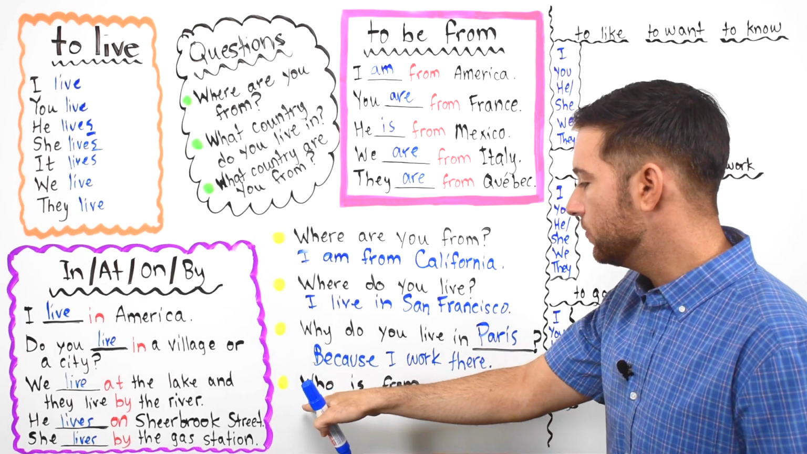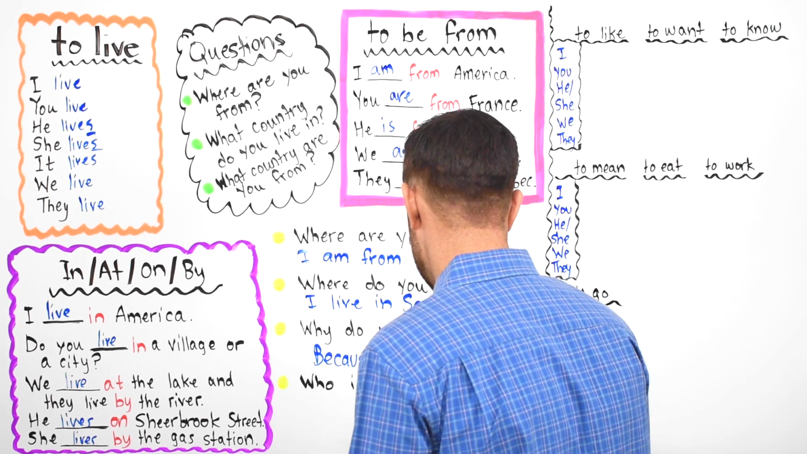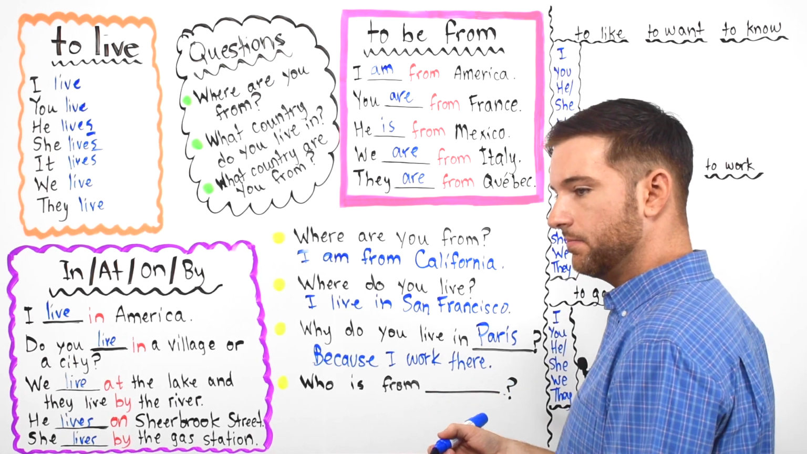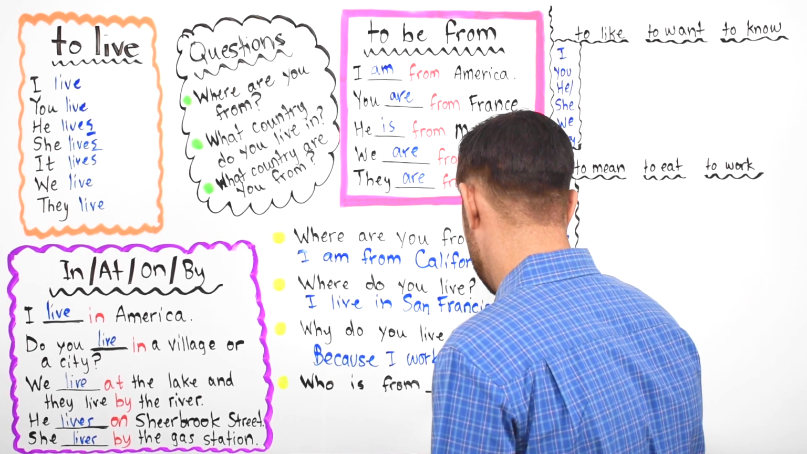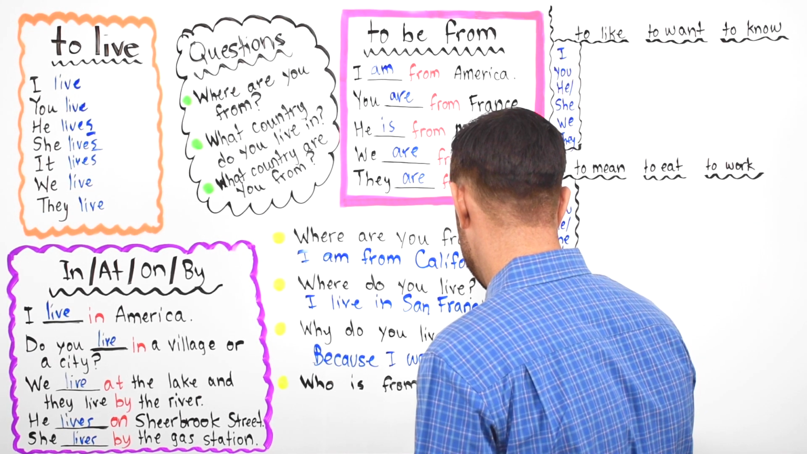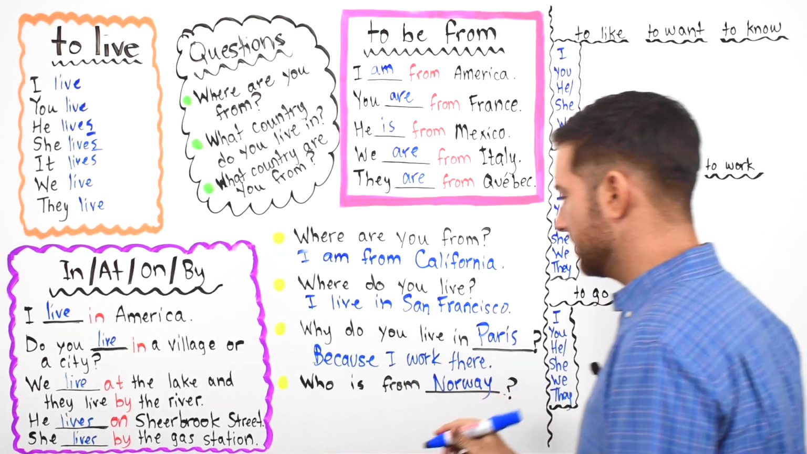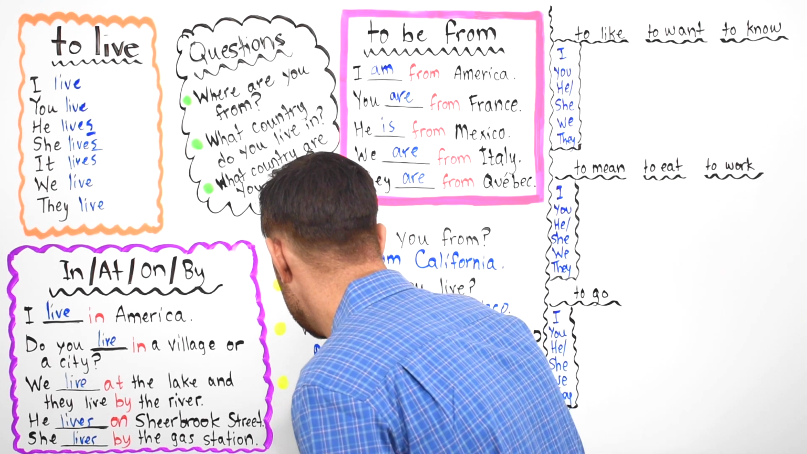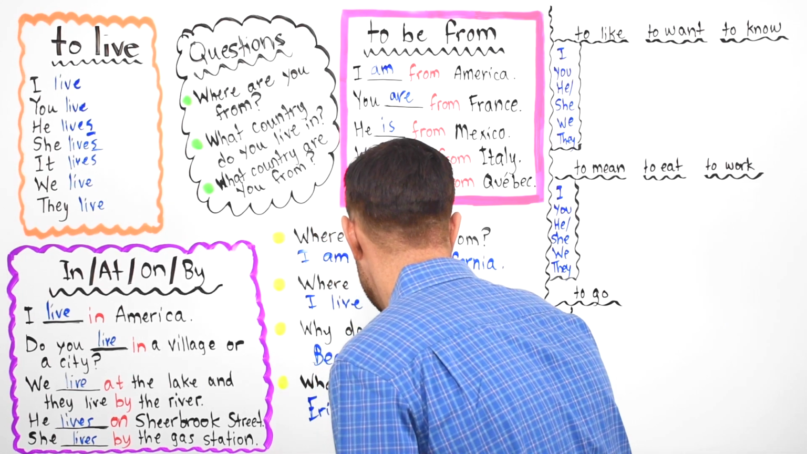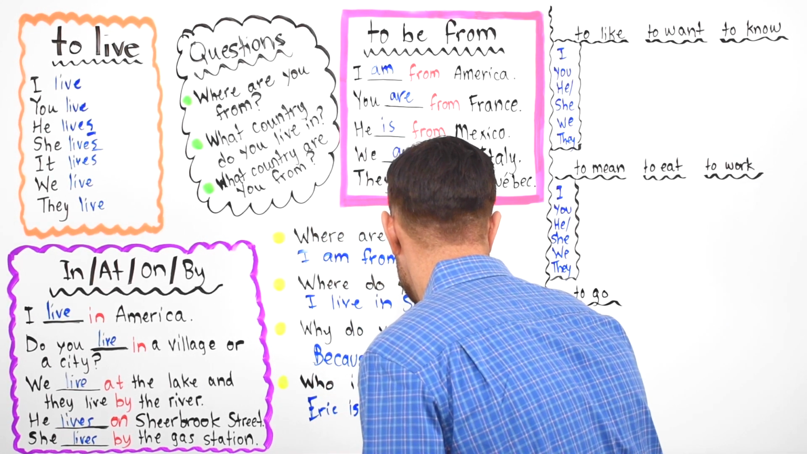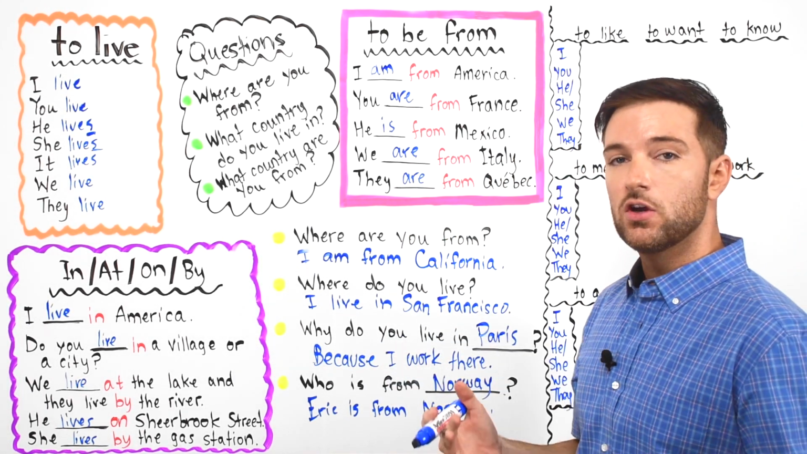And then you can ask who, like which person. Who is from, and we can name a country. Who is from, all right, we'll say Norway. Or you could say Sweden, whatever country you want. Who is from Norway? And you could say Eric is from Norway. Okay, Eric is from Norway. All right, so pretty simple.